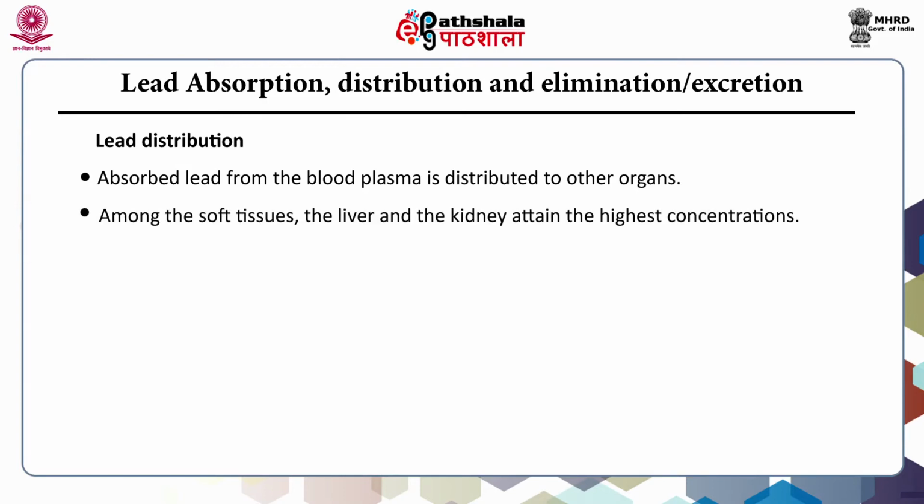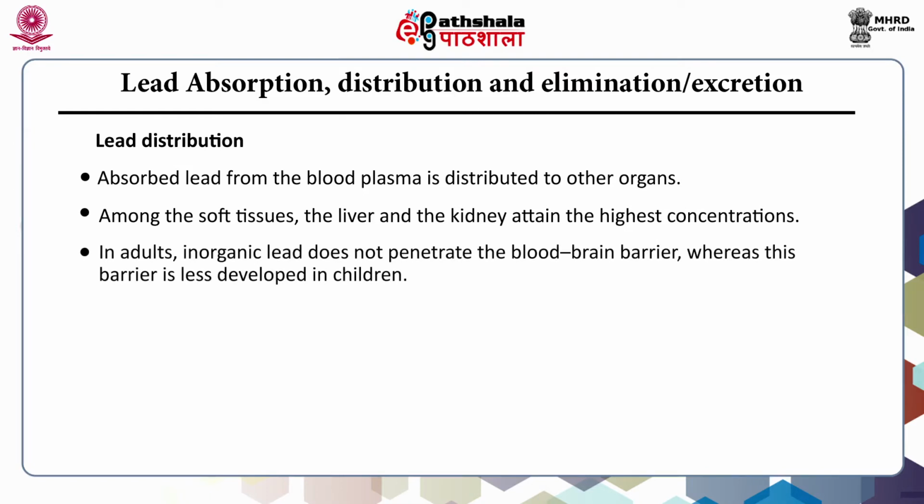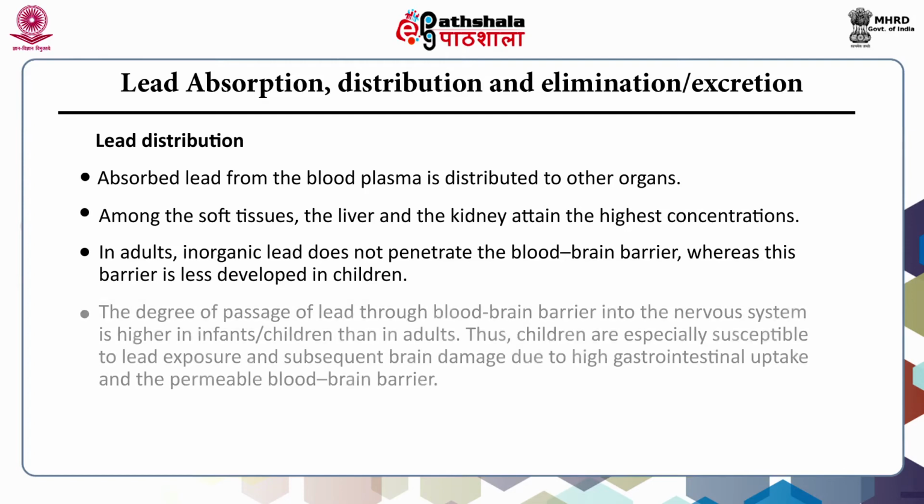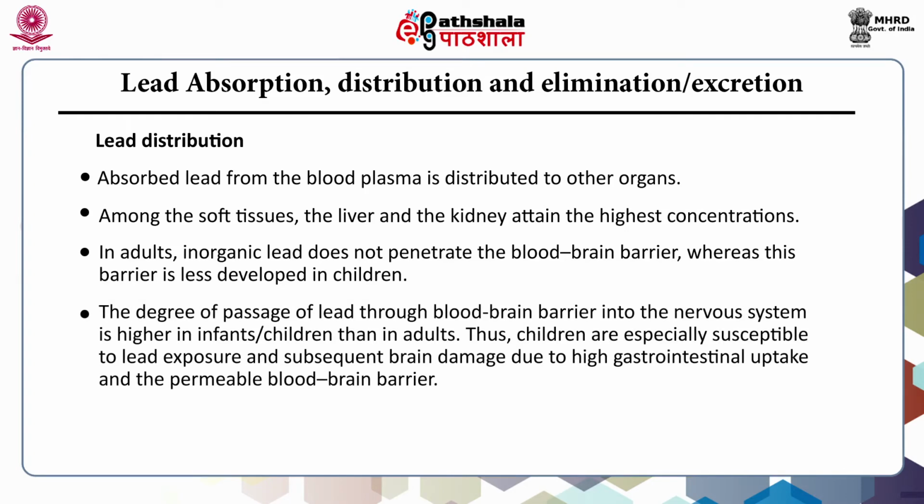Among the soft tissues, the liver and the kidney attain the highest concentrations of lead. In adults, inorganic lead does not penetrate the blood-brain barrier, whereas this barrier is less developed in children. So, in the case of children, this blood-brain barrier can be crossed by lead. The degree of passage of lead through the blood-brain barrier into the nervous system is higher in infants and children than in adults.